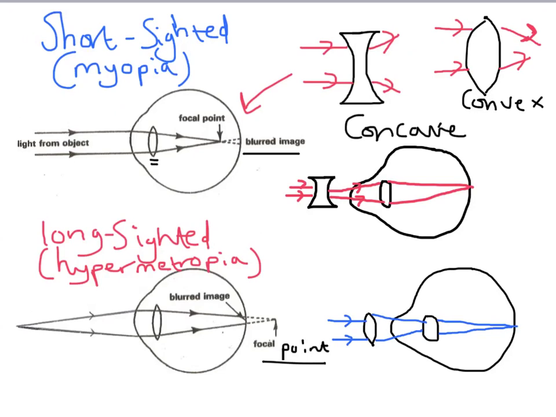So we could use a concave lens to treat myopia and a convex lens to treat hypermetropia. For the short-sighted person, by using a concave lens, we're able to push the light rays out a little bit more for the lens to refract them properly onto the retina. And in someone with long-sightedness, using a convex lens allows us to bring those light rays in a bit sooner, so that the actual lens of the eye can refract the light properly onto the retina. So, I hope that helps.